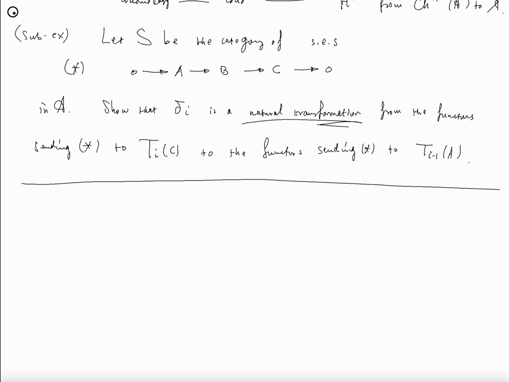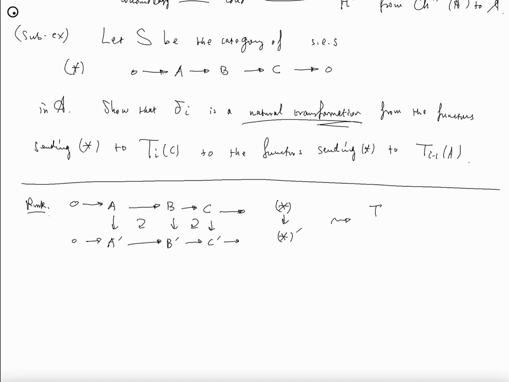And so, in particular, for that category, it sends a morphism of short exact sequences, which will be a morphism of complexes making the diagram commutative, to T_i, say T_i prime, and then T_{i-1}(A), T_{i-1}(A) prime, right? Here is your delta_i. It makes the diagram commute.